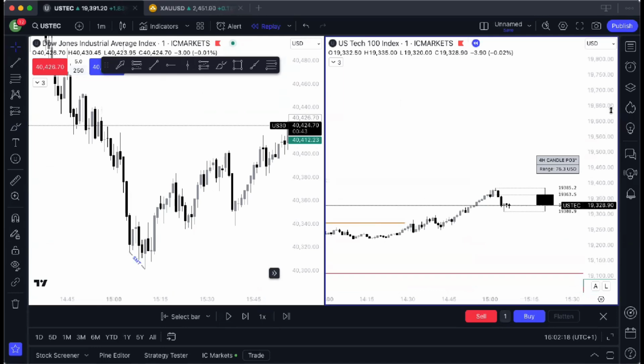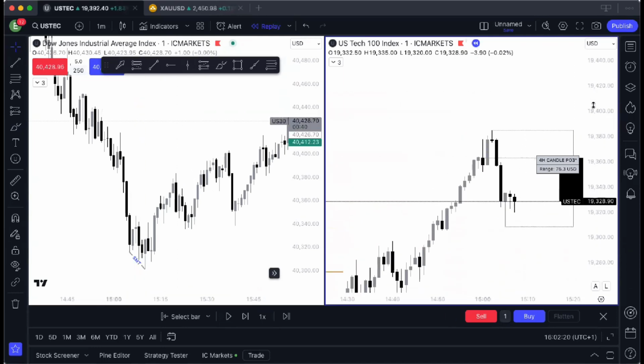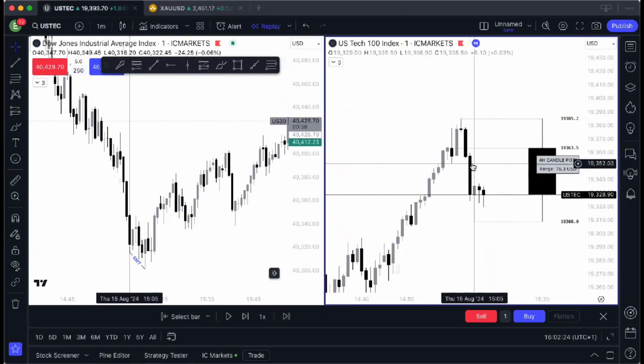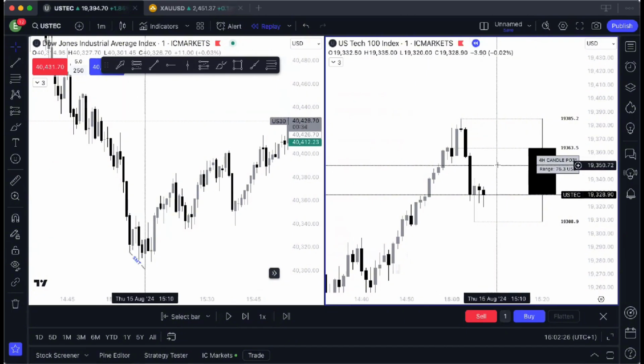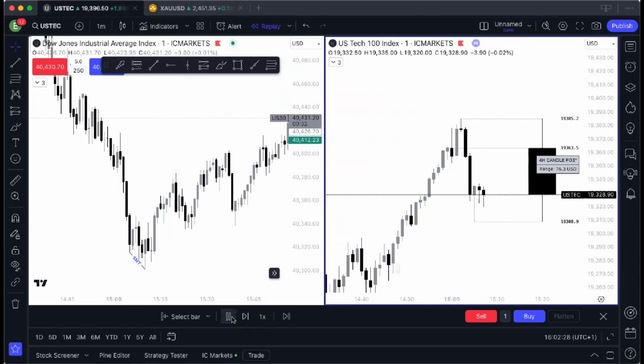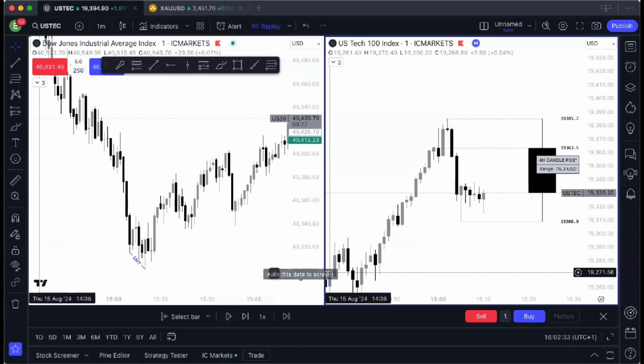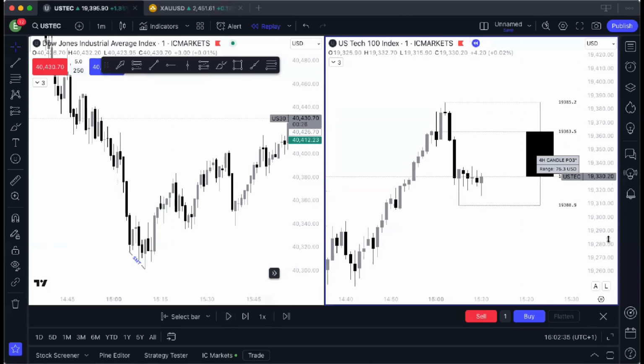Again, if I don't have SMT, smart money technique, I do not take the trade, okay? I simply do not take the trade. So simply waiting for that SMT, okay? I think it was around about here. Yeah, it was around about here that I found my SMT.